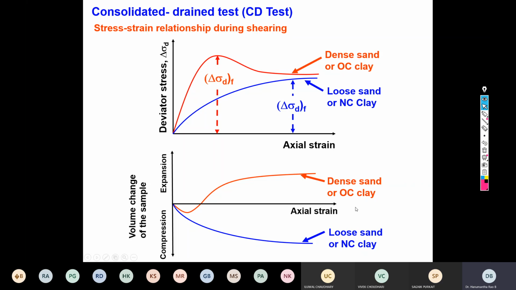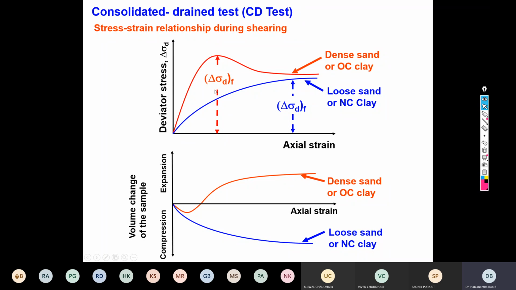Okay. So in case of the dense sand, the particles are already fully packed. No more densification is possible. But on already densified soil, if you further apply the deviatoric stress, what happens? They absorb a small amount of the strain just to accommodate the particles to roll over one another. That is the reason there is a small compression.